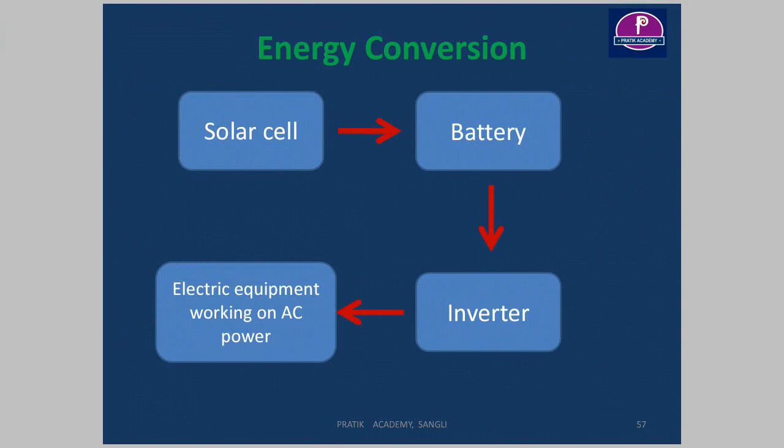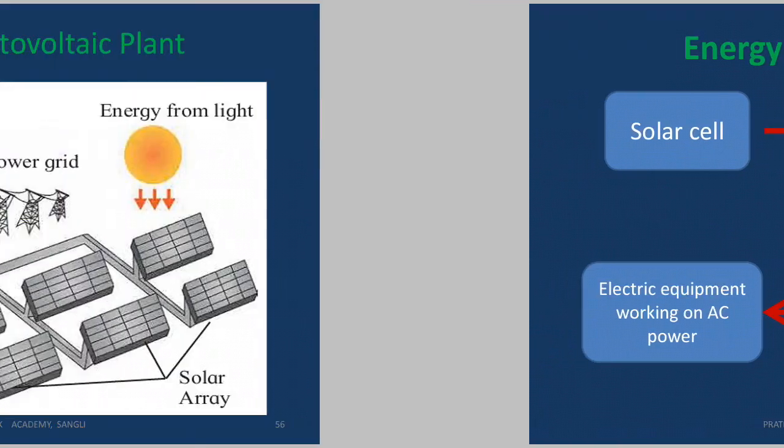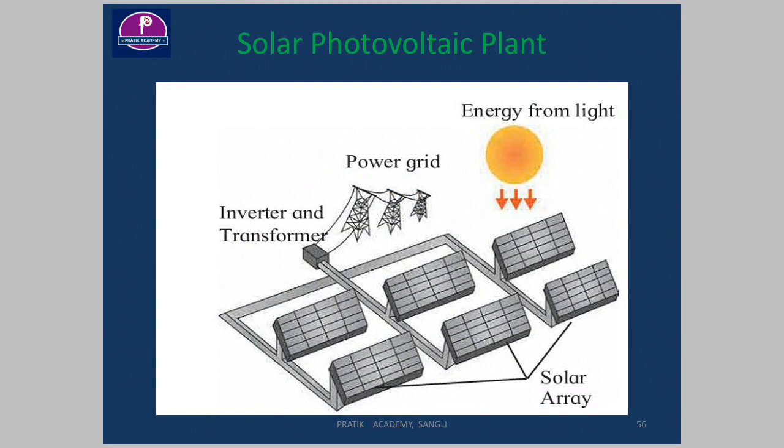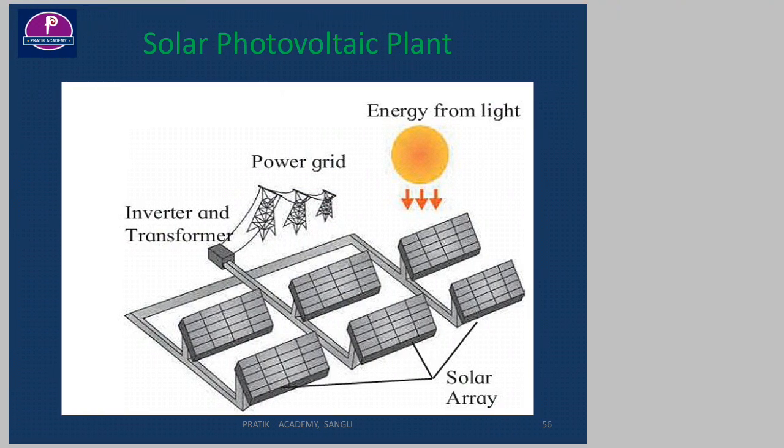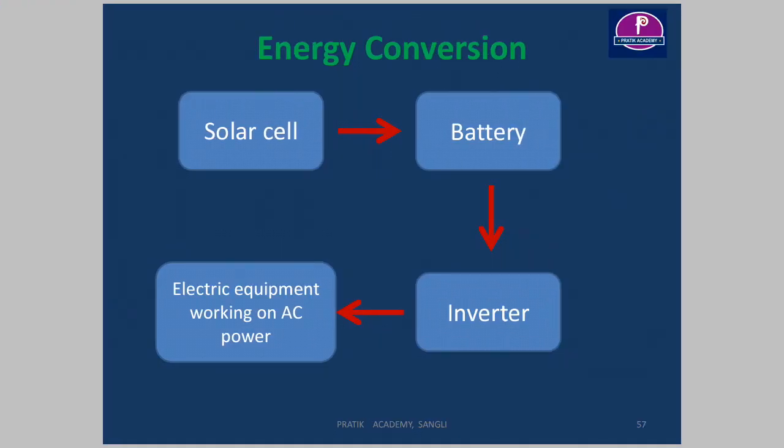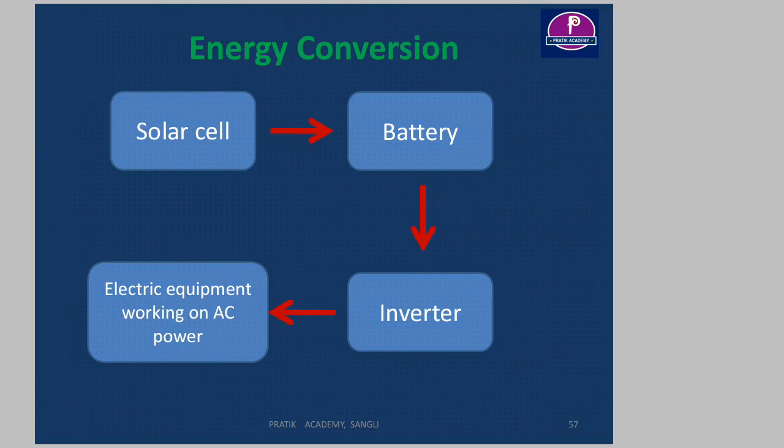The function of the battery is that we have solar radiation only in daytime. So when it is night time, we don't get any solar radiation. Then the battery is used to store extra energy produced in the day, so that this energy can be supplied during night time as per requirement.